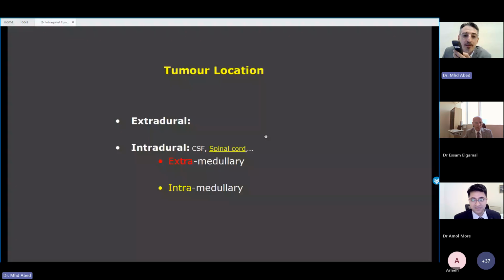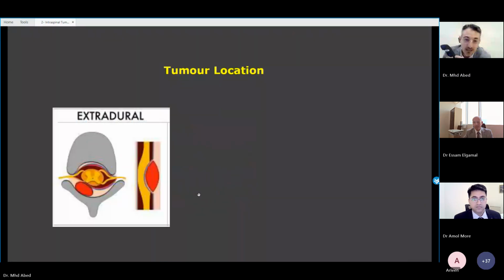For tumor location, we have two main locations, either extradural or intradural. In the intradural space, we can think about only two components, which are CSF and the spinal cord, just to make it simpler. If the lesion originates within the CSF, then it is an extramedullary lesion. But if the lesion is within the spinal cord itself, it is intramedullary.